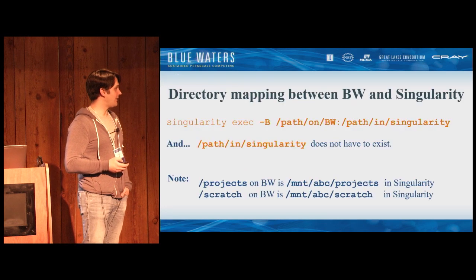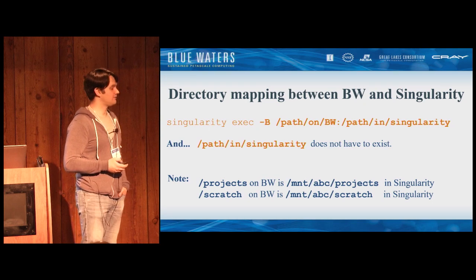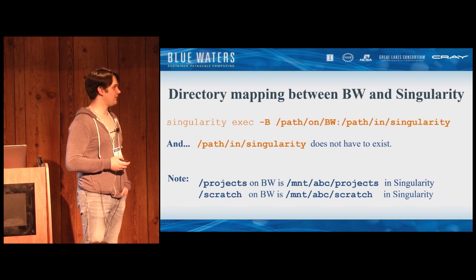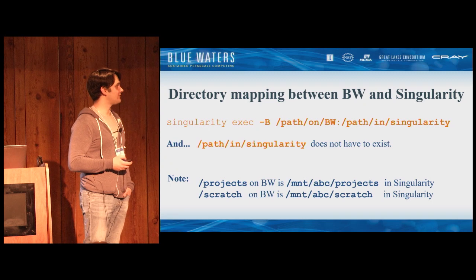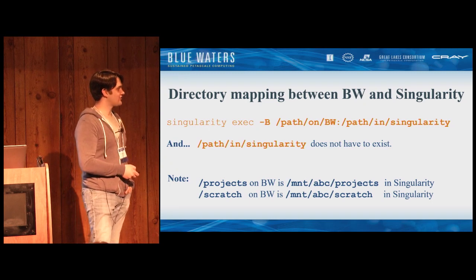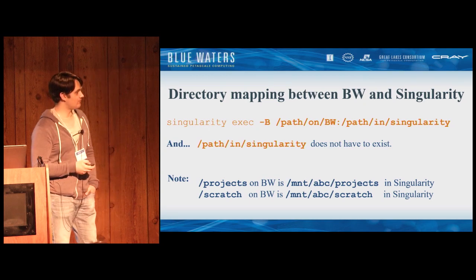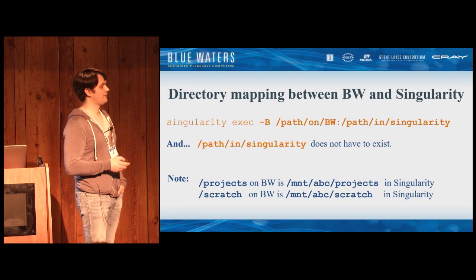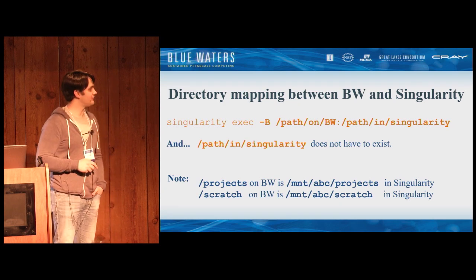Again, directory mapping is essentially just a flag to the exec command, -B, capital B. And Singularity, unlike Shifter, doesn't care if the directory exists. It will create it. And below you see a note that projects on Blue Waters corresponds to /mnt/abc/projects in Singularity. So pay attention to that when you use Singularity.